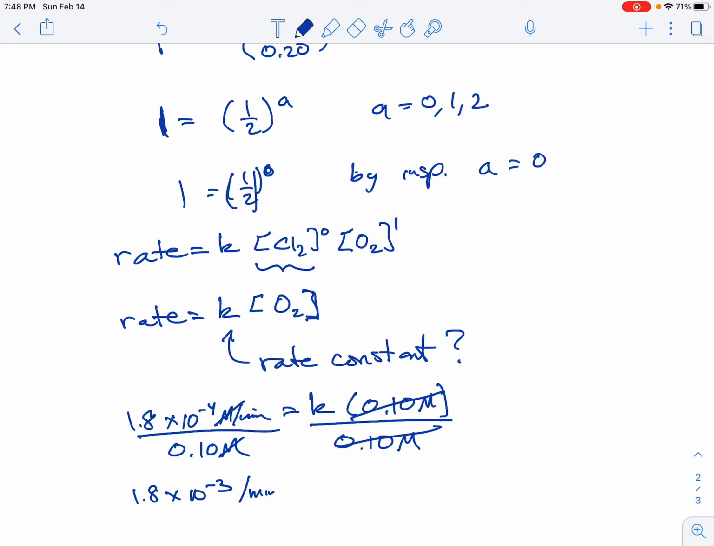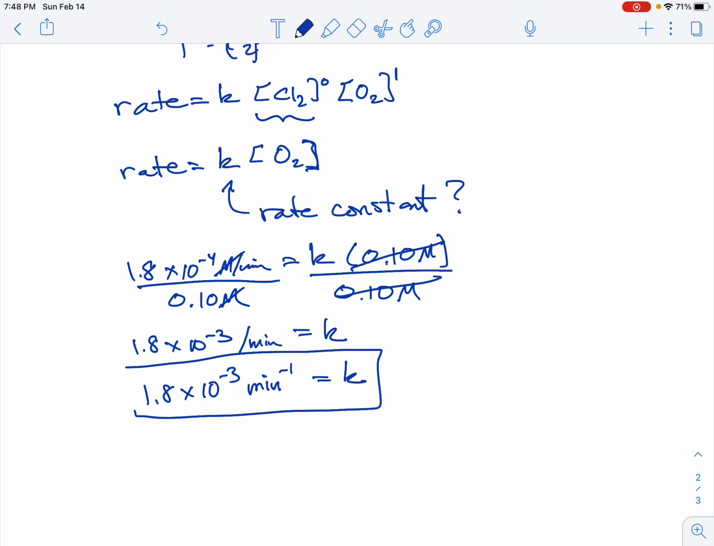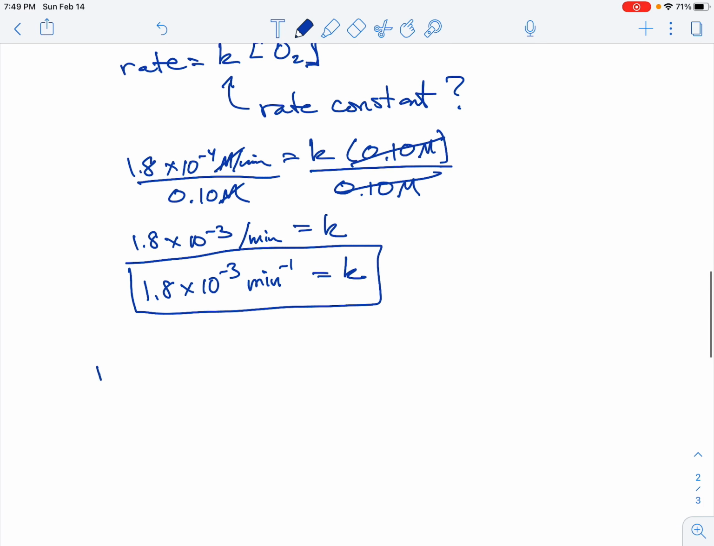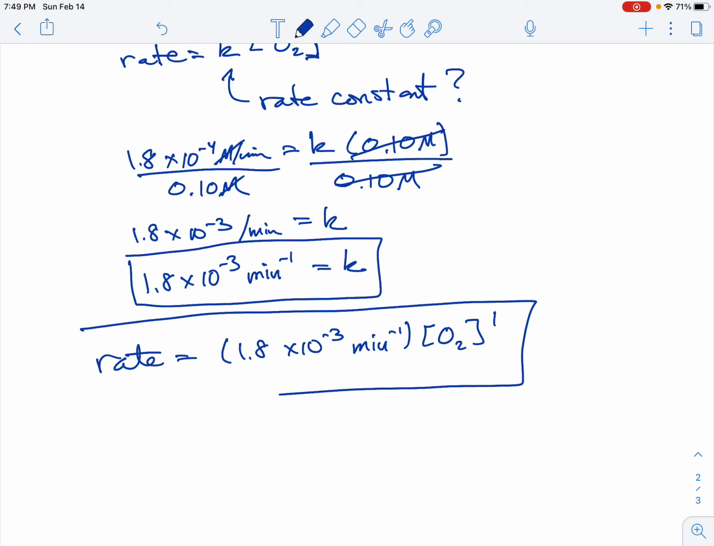For reasons that I don't entirely understand, the math people tell me that it's not right to write it this way. So what we normally do, that's all equal to K. We normally write this as 1.8 times 10 to the minus 3 minutes to the minus 1 is equal to K. And that is our final K value. So now we know the complete rate law is rate equals 1.8 times 10 to the minus 3 minutes to the minus 1 times the O2 concentration to the first power, right? And that is finally our overall rate law that we've determined from the experiment for this reaction.